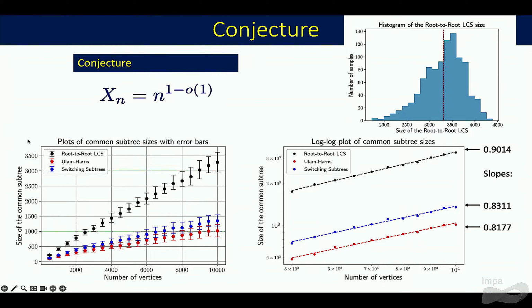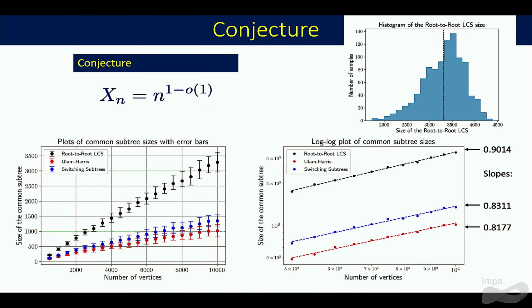Okay, so this is how the root-to-root largest common subtree grows. I told you about this second construction, the Ulam-Harris common subtree. In red, that grows like here, and with some local optimizations, you can improve that a little bit.